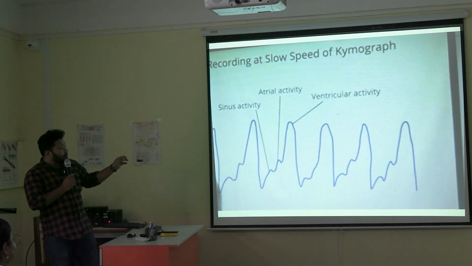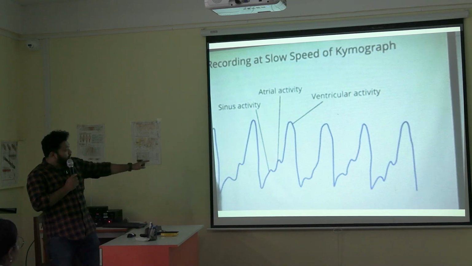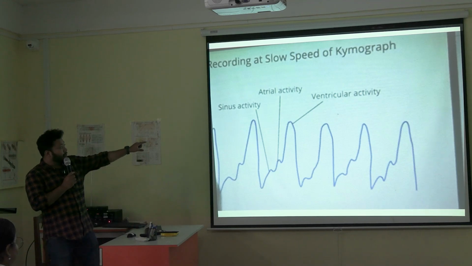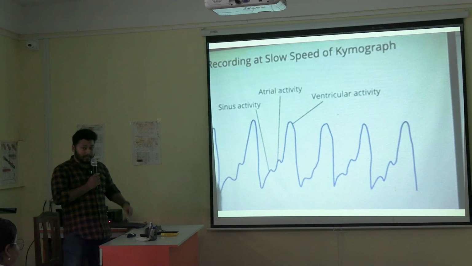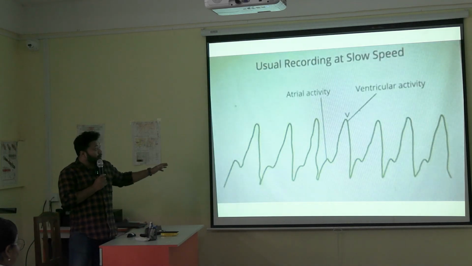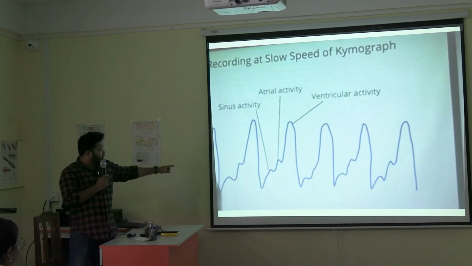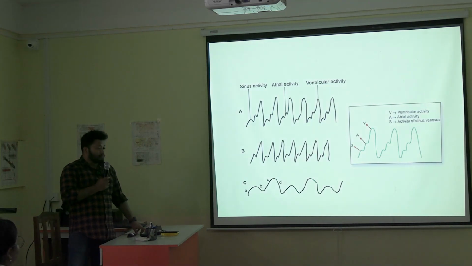These are the waves. When the kymograph rotates very minutely, only then can you see the sinus activity, which is from the sinus venosus placed at the dorsal part of the heart, then the atrial activity, and then the ventricular activity. Since the ventricle is the strongest and biggest chamber, its contraction is greater, so the wave formation is bigger. This is how the normal graph will be seen. You won't be able to notice the sinus activity, only atrial activity and ventricular activity. Okay.